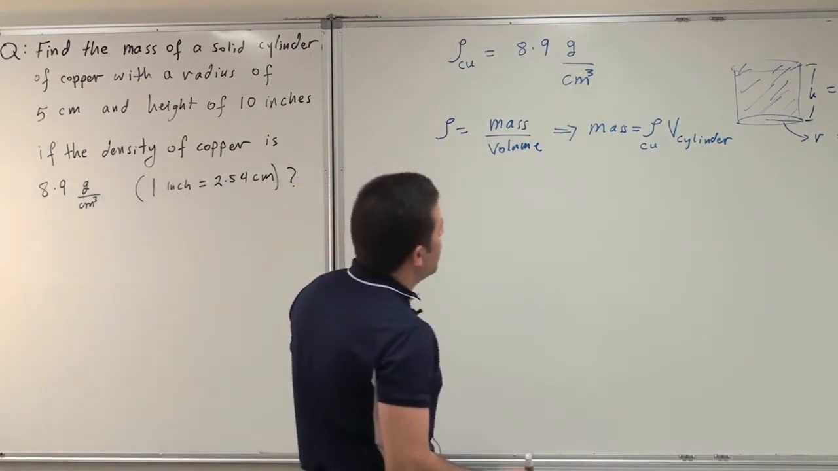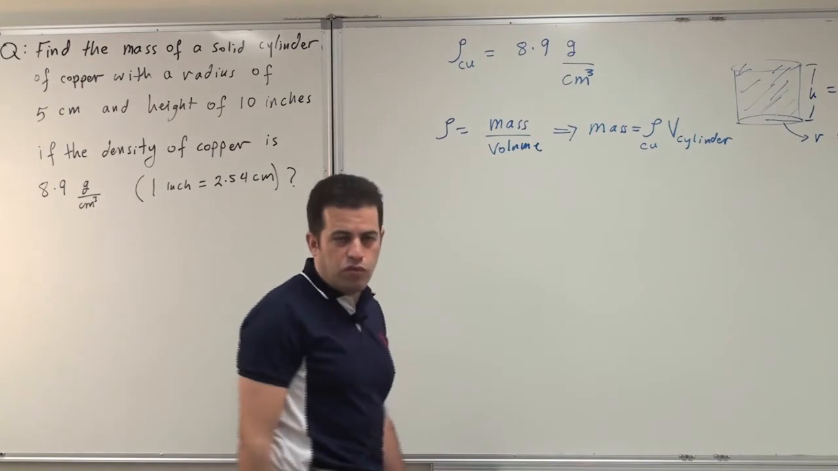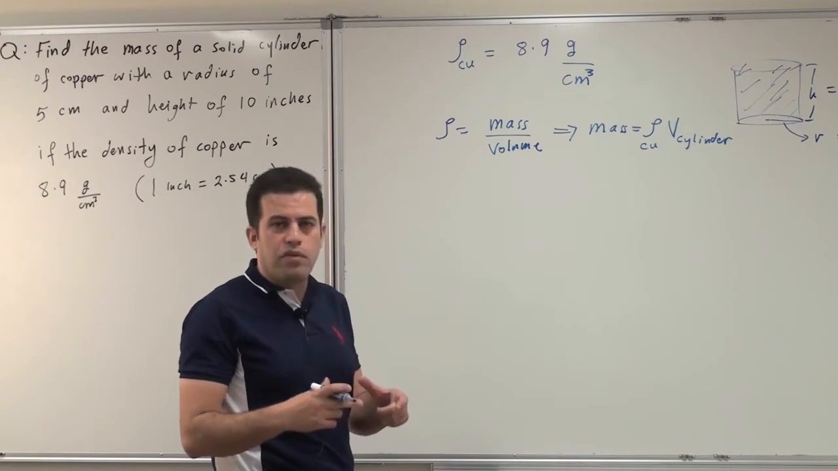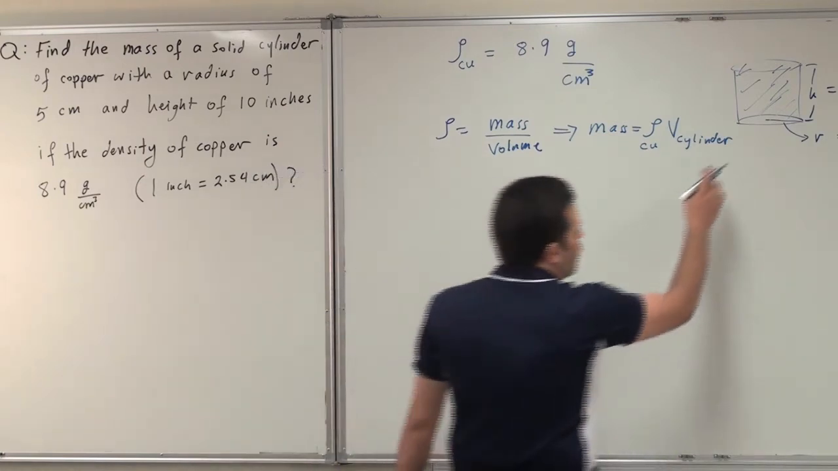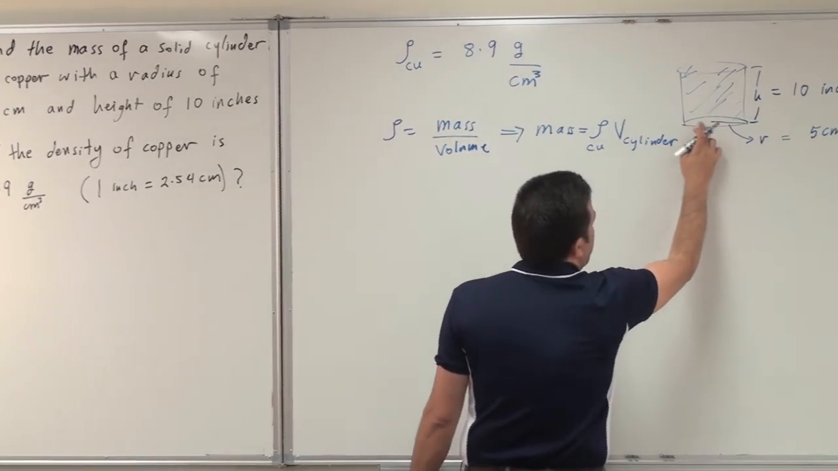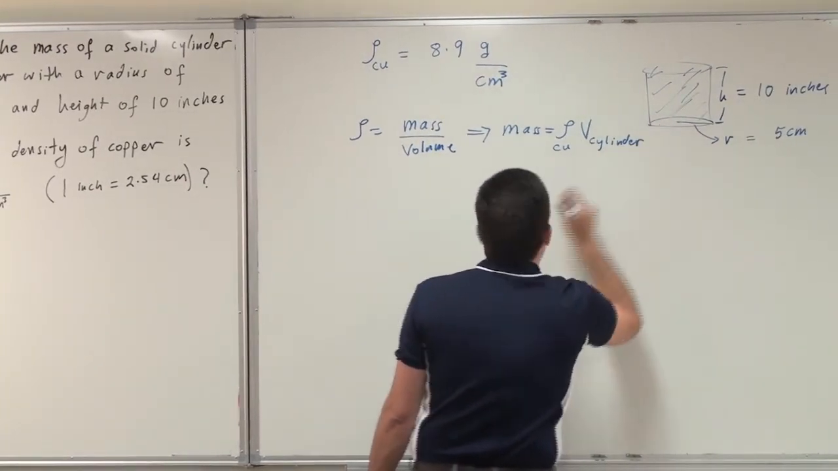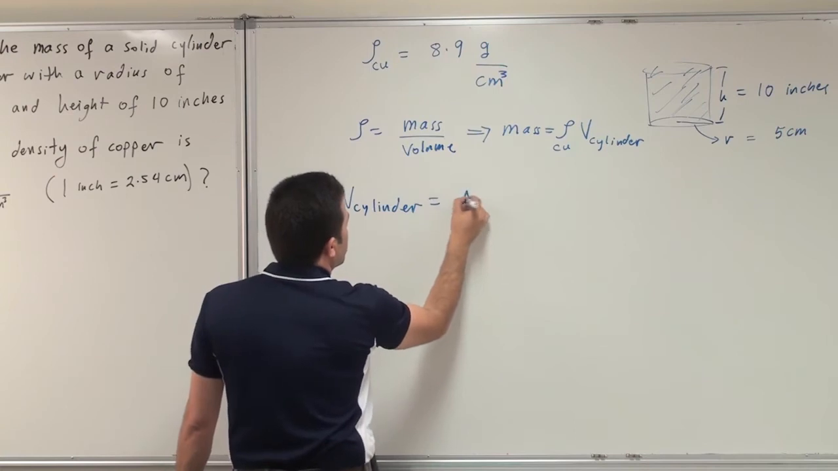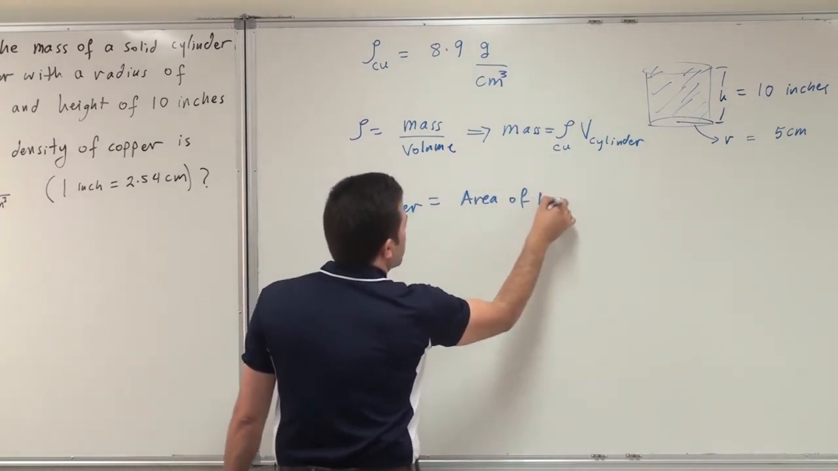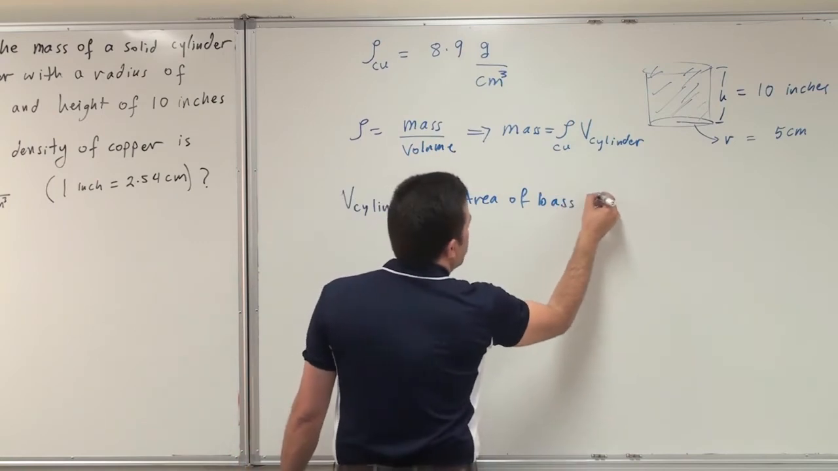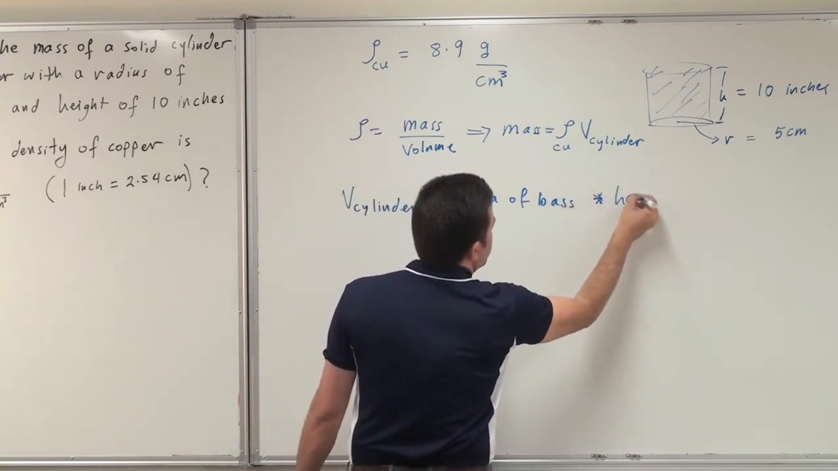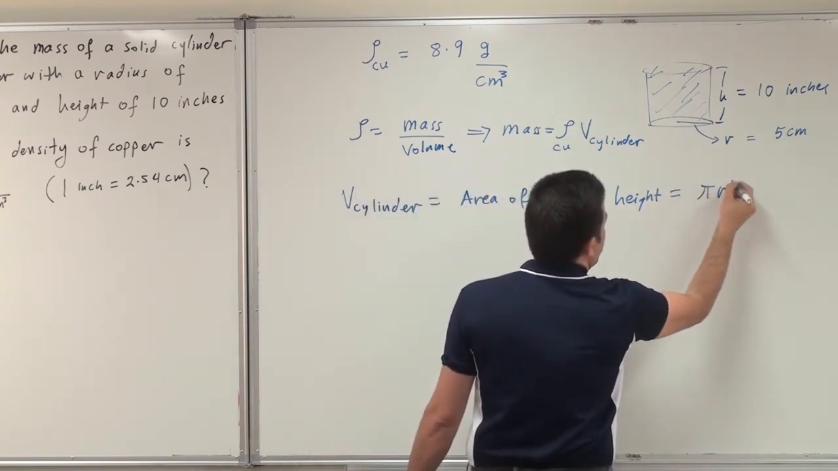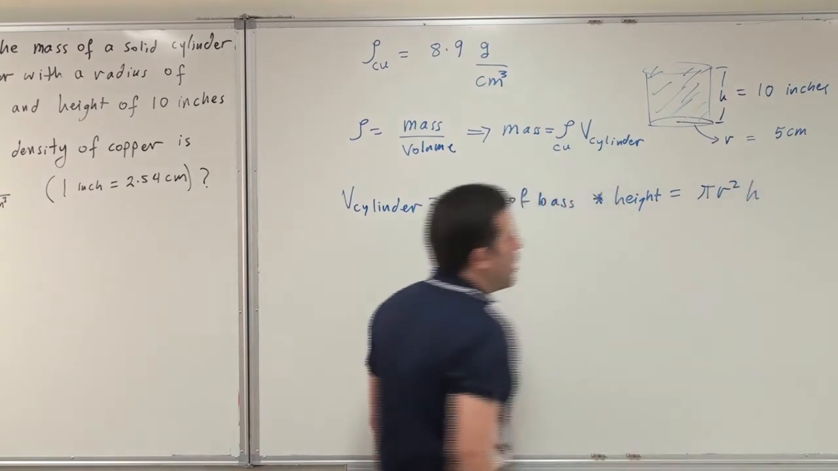So now, I need to find the volume of a cylinder. The volume of a cylinder is like the volume of any prism. It is the area of the base multiplied by the height. And the area of the base is basically a circle, and the area of a circle is pi r squared. So the volume of a cylinder will be area of base multiplied by height, which means pi r squared multiplied by height h.